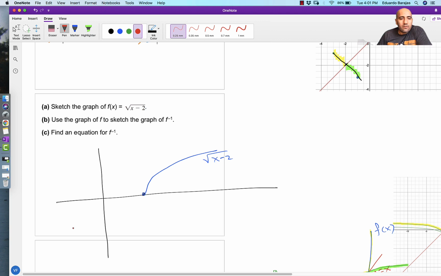And then we think about this guy, which is the line y equals x. And so therefore, the mirror image will be something that comes over here and goes that way, sort of. Right? So this would be the inverse function, if this is the f function, f of x.